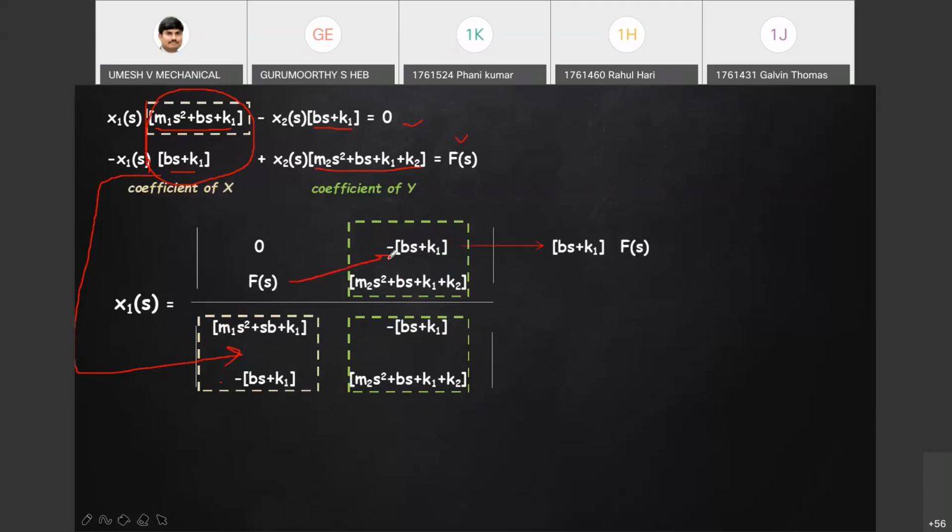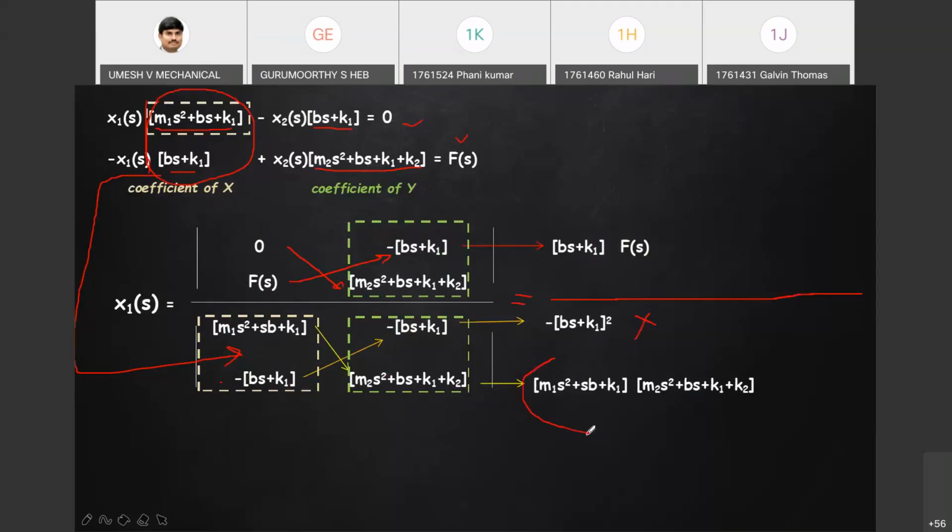Multiply these two, you get these two. If you multiply 0, this will be minus into minus, plus square, equals to. Then f of s, you can bring it, f of s, k1.